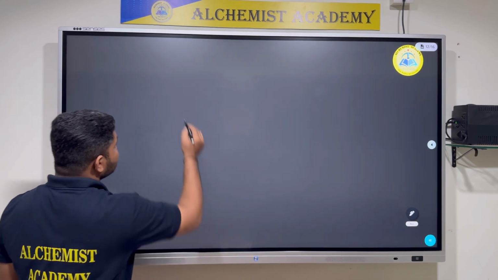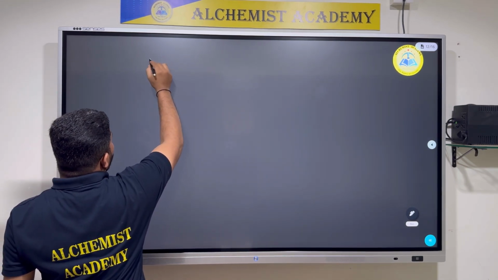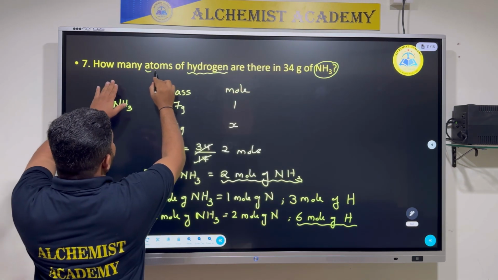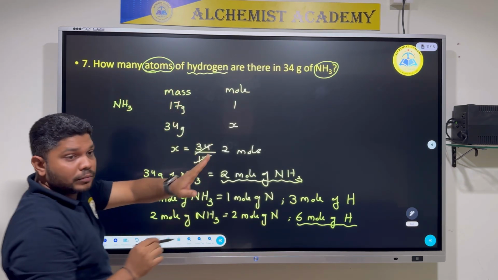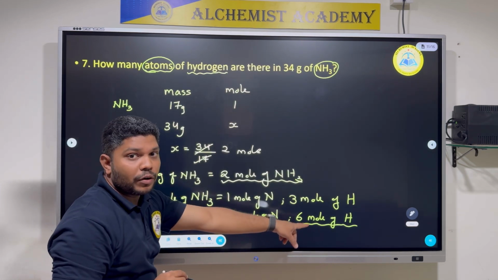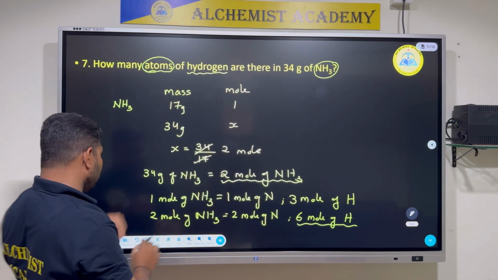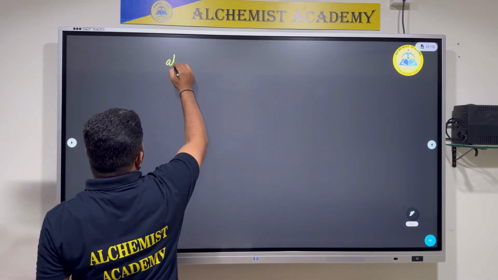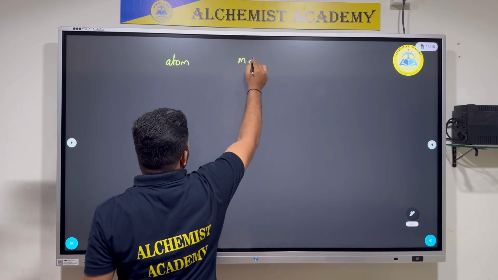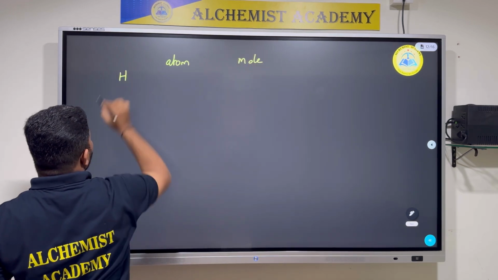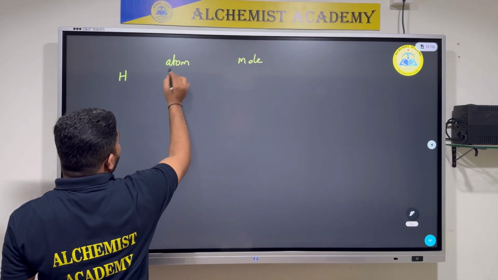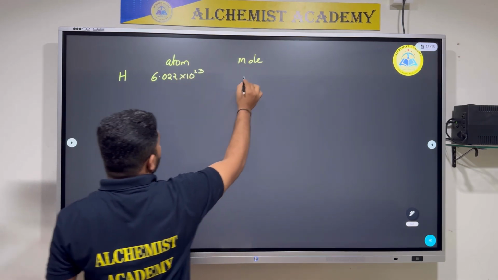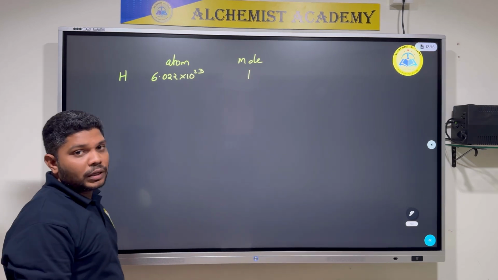Now, if you see the earlier slide, you will understand what they have asked. They have asked how many atoms, not the mole. We have found out the mole. Now from mole we will go to atoms. So here we write the relation between atoms and moles, for hydrogen. What is the number of atoms? The standard is 6.022 into 10 raised to 23, for 1 mole of hydrogen.